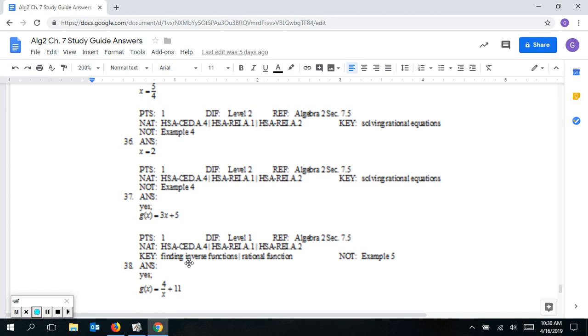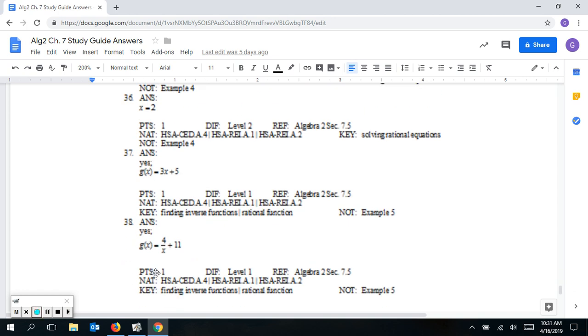And then our last one, number 38, would be g of x. You can say g of x or f to the negative 1 of x, but basically this is the main part over here. 4 over x plus 11 is the inverse function, and it doesn't say anything about whether it's a, oh yeah, there it is, yes. So yes, it is a function, just like it did up here on 37 that we did in class. Yes, that was a function. Yes, this is a function as well.